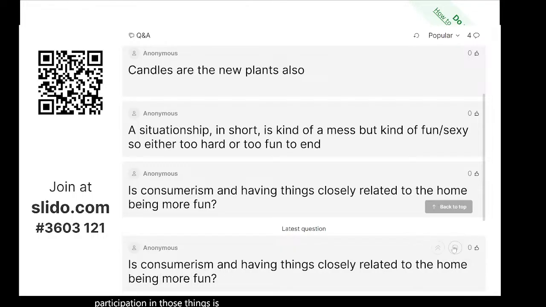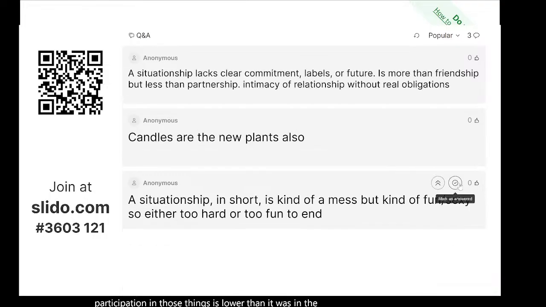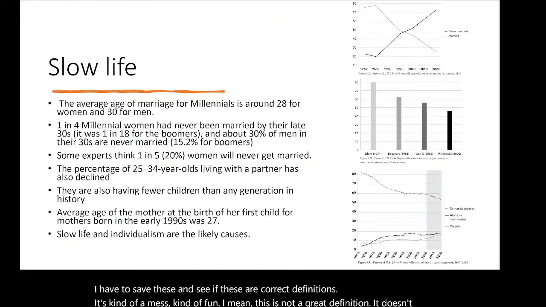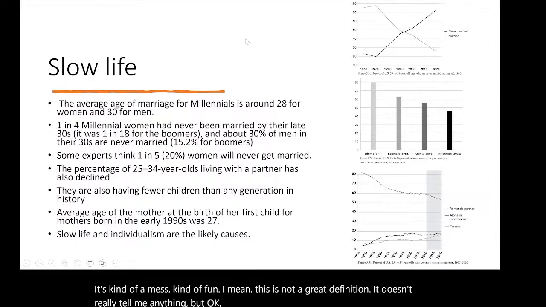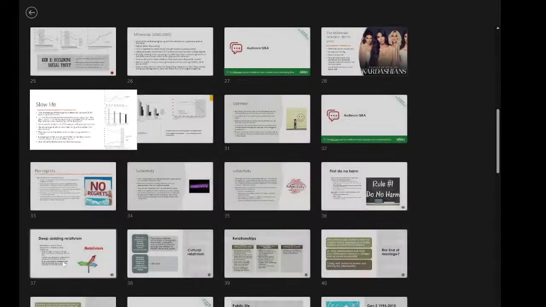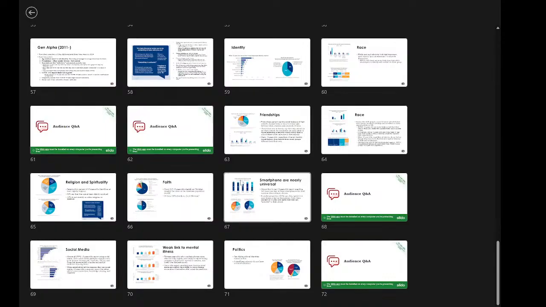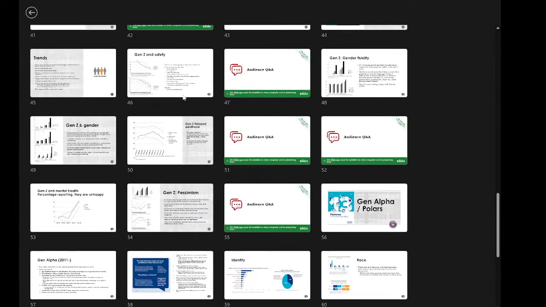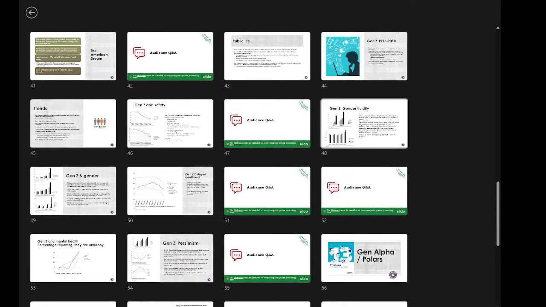Okay. I have to save these and see if these are correct definitions. Kind of a mess, but kind of fun. I mean, that's not a great definition. Doesn't really tell me anything, but okay. That's neither here nor there. My struggle to understand Gen Z continues. Okay, where was I? Oh, now we get into the really fun stuff.